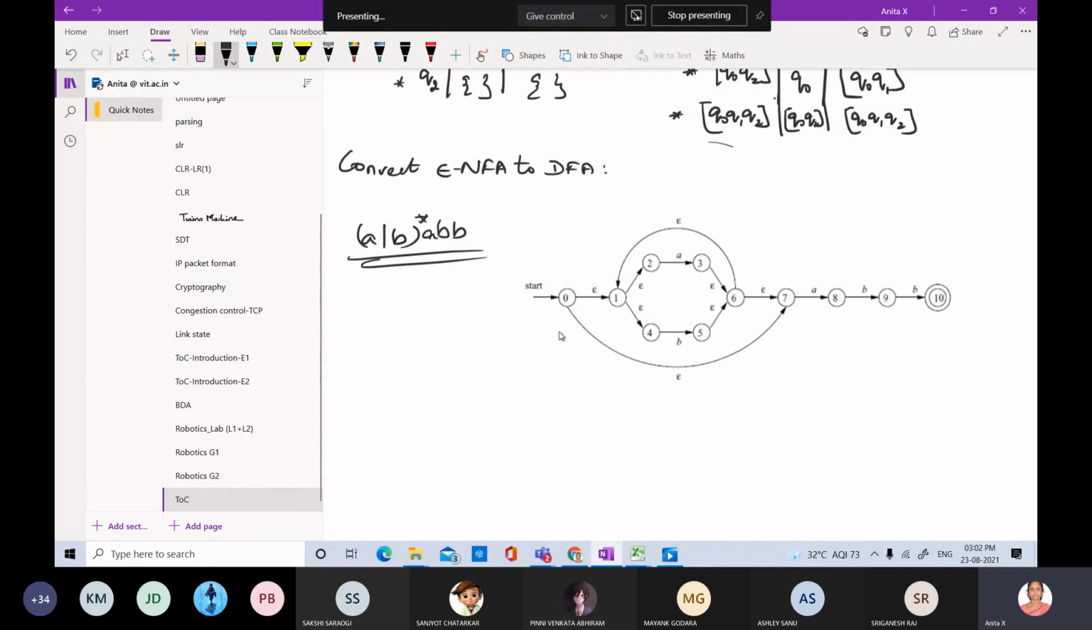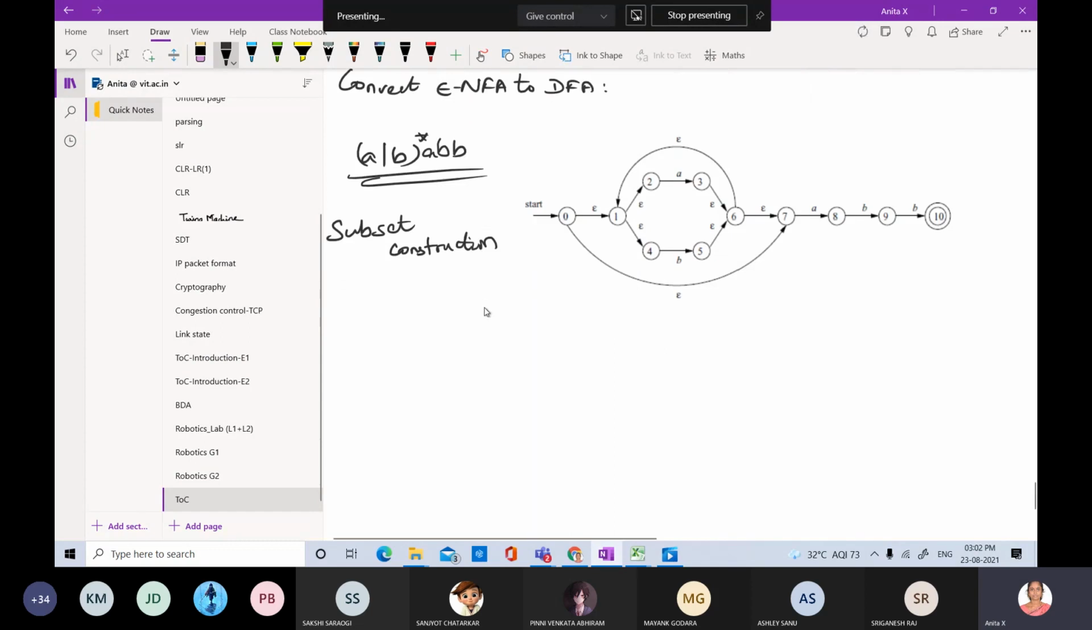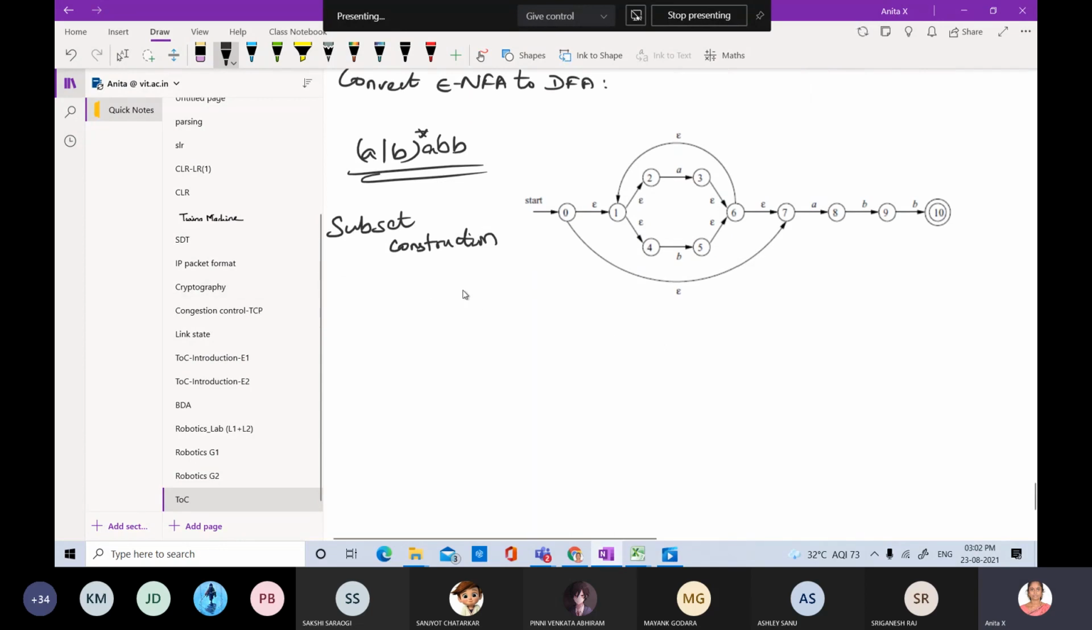Now what we are going to see is an algorithm which enables us to convert this epsilon NFA to a DFA. This is called the subset construction algorithm. Here we will be dealing with two functions. One is epsilon closure, and another is mu. We will see the meaning of each functionality as we proceed.